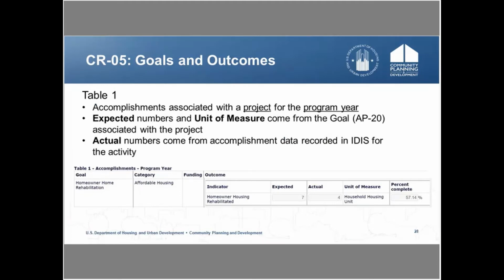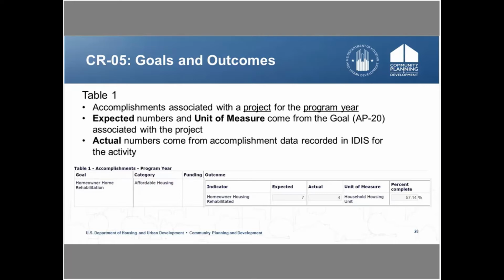All right, so the first screen containing data is the CR05 goals and outcomes. Towards the top of the screen is Table 1, which outlines your accomplishments for the specific program year. This table lists accomplishments that are associated with the project for the program year and are organized by goal. On the slide is a screenshot of Table 1 for a grantee with a homeowner rehabilitation goal. In the middle of the table, you'll see that the indicator, or GOI, is homeowner housing rehabilitated. The expected value to the right is the value that the grantee entered for the expected outcome for the homeowner rehab goal.